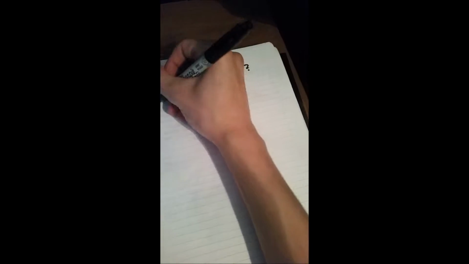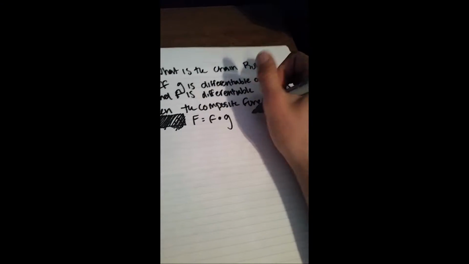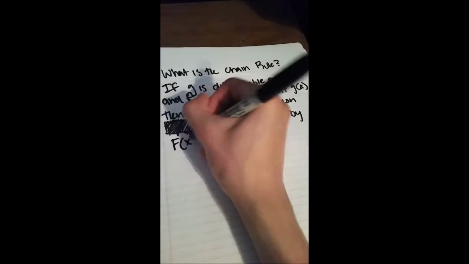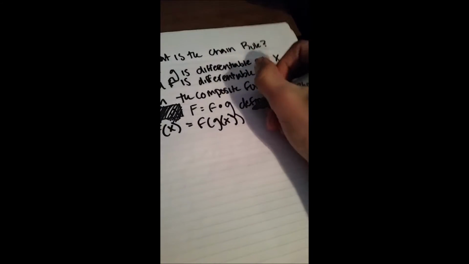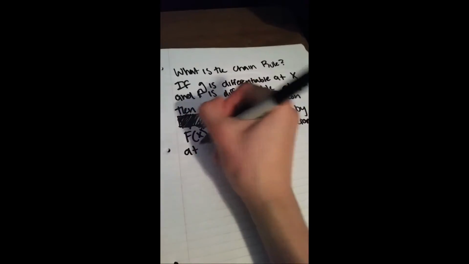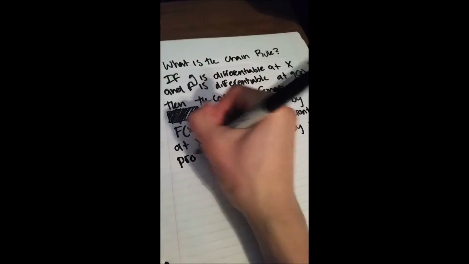In order for someone to understand the vital essence of what the chain rule is, one must actually know the formal definition of the chain rule to begin with, which goes like this. If g is differentiable at point x, and f is differentiable at the function g of x, then the composite function capital F equals f of g, which is defined by the function capital F of x equals f of g of x, is differentiable at point x, and is given by the product capital F prime of x equals f prime g of x times g prime of x.